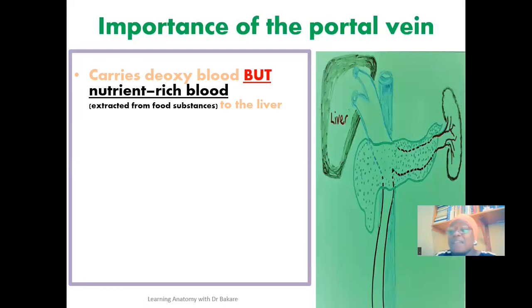But the portal vein carries deoxygenated blood that is rich in nutrients. These nutrients are extracted from the gastrointestinal tract and its surrounding organs. As we ingest food and as digestion occurs, the nutrients extracted from this food are collected into the portal vein, which then delivers them to the liver. So that is how that occurs.